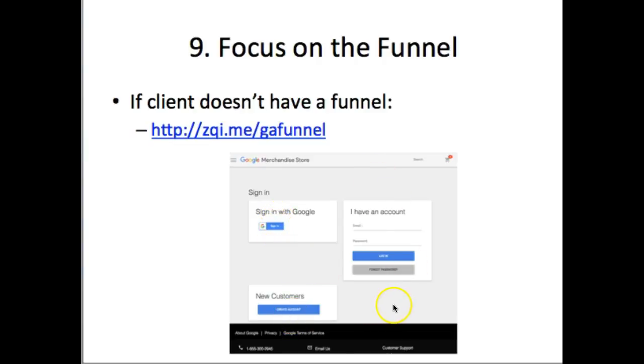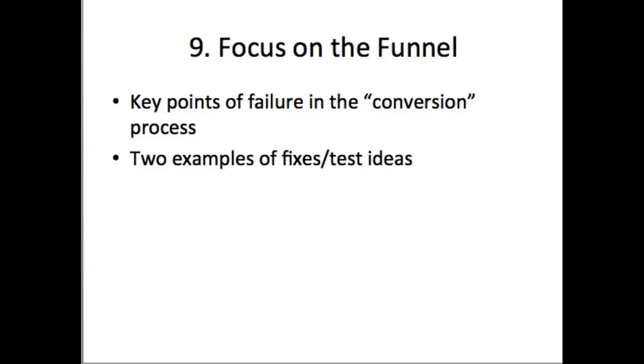I have an account. Now you'll notice that a lot of people in merchandising stores will have check out as a guest, and they don't actually have that option. And so for a lot of people, this is a big turnoff, and this is something that maybe they would want to consider. So again, you're looking at the key points of failure in the conversion process, and you're going to want to come up with a couple of examples of fixes or test ideas that you might be able to do. So example one is, what happens if we added a checkout as guest? And again, you can experiment. We'll talk about that later in the term, how to set up an experiment, but you can experiment with that.